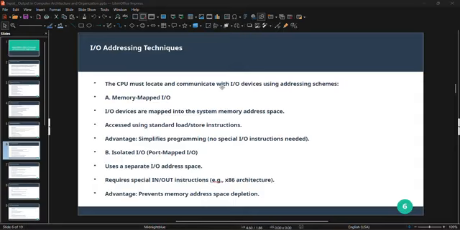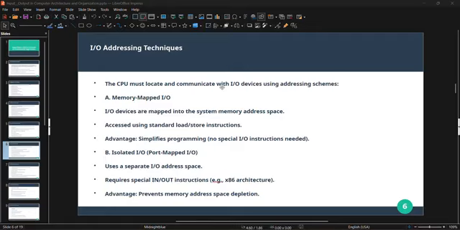So we have the memory mapped input output system, or the memory mapped IO. Now the IO devices are mapped into the system memory address space. We've already seen what IO devices are. So these IO devices, like the keyboard, are mapped into the system memory address space, right? So it's accessed using standard load store instructions. That's assembly language. The advantage here is that it simplifies programming, so no special input output instructions are needed.